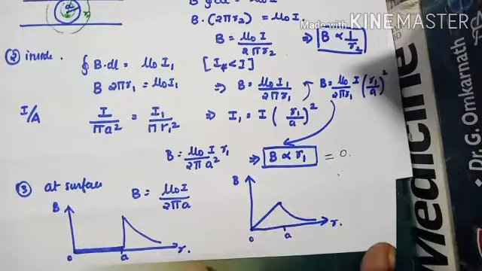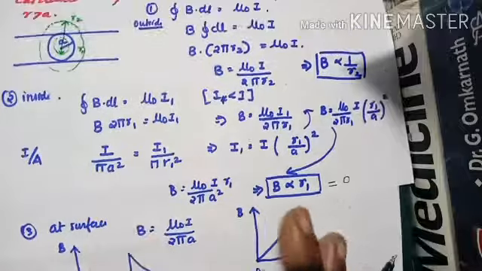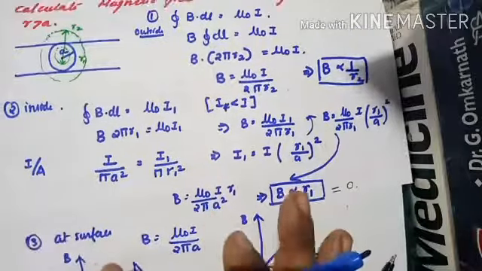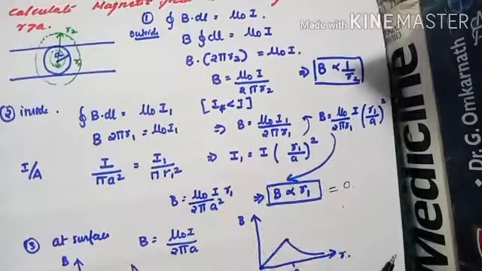I hope you understood what Ampere's circuit law is. It states that the closed line integral of the magnetic field around a current carrying conductor is equal to the absolute permeability of the medium times the total current enclosed by the closed loop. Clear?